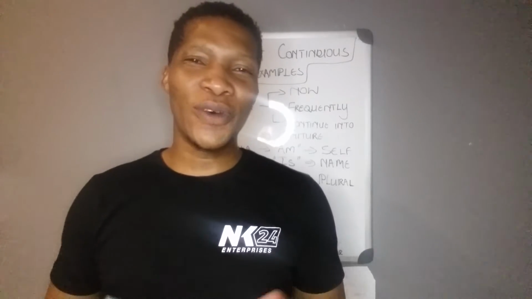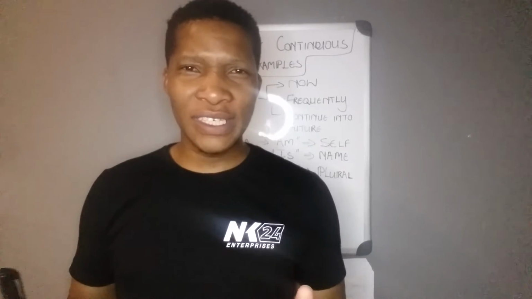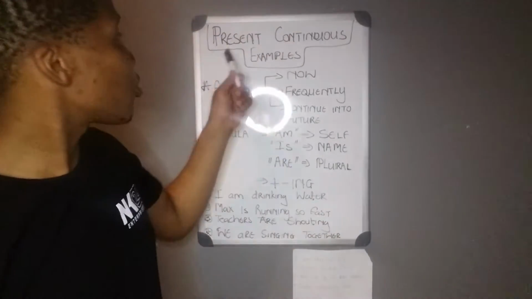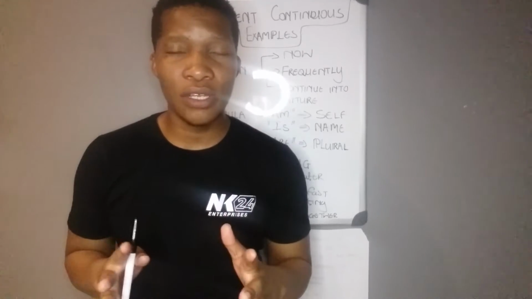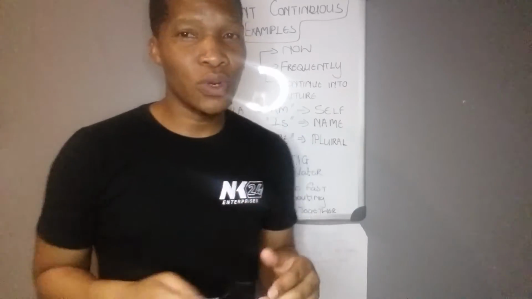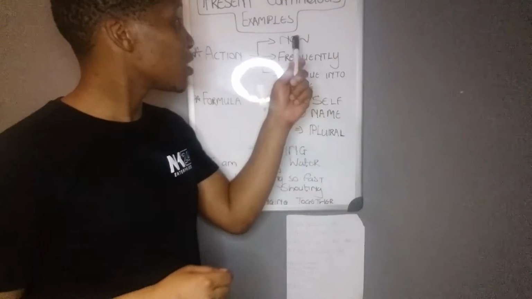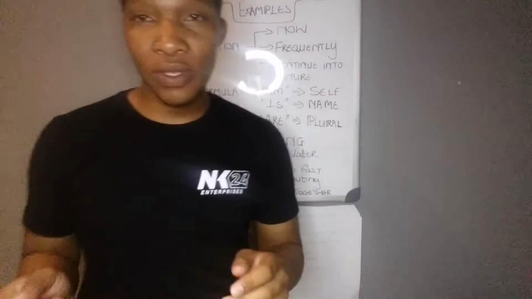All right, so as I said earlier on, it's day 17, and today we are going to be talking about present continuous examples. Yesterday we spoke about the introduction of present continuous. We said what it was, and we're just going to recap. It's an action that is happening now or frequently or may continue into the future.